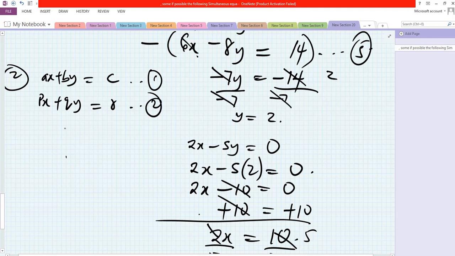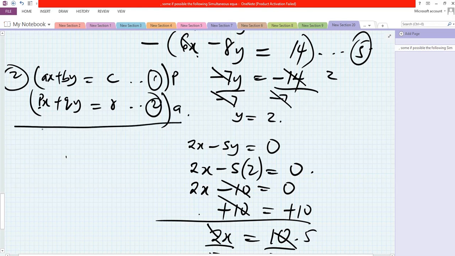We don't have a coefficient that is equal to 1 here, so we are going to use the elimination method. I want to eliminate x, so I will use the coefficient of x. I will multiply equation 1 by p, because the coefficient of x in equation 2 is p. Then I will multiply equation 2 by a, the coefficient of x in equation 1.